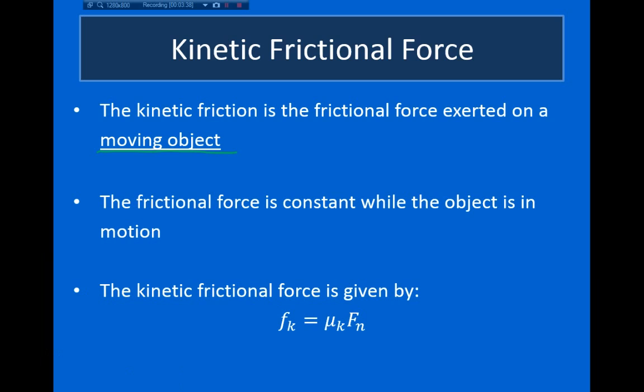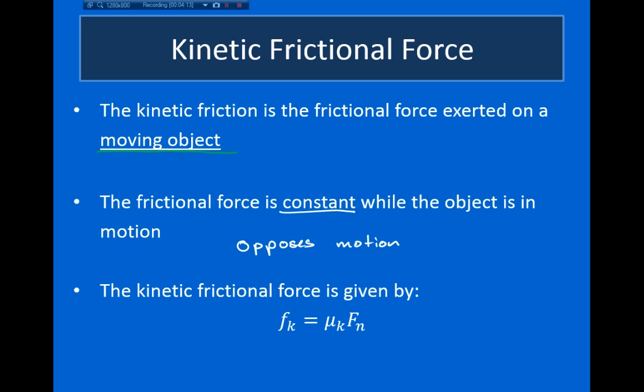Now, there's two things to understand about the kinetic frictional force. The first is that the kinetic frictional force is constant whenever the object is in motion. The other thing I don't have on this slide, but it's a very important thing to understand about the kinetic frictional force, is that the kinetic frictional force always opposes the motion. Okay? So this means that the direction of the kinetic frictional force is always opposite the direction of your velocity.